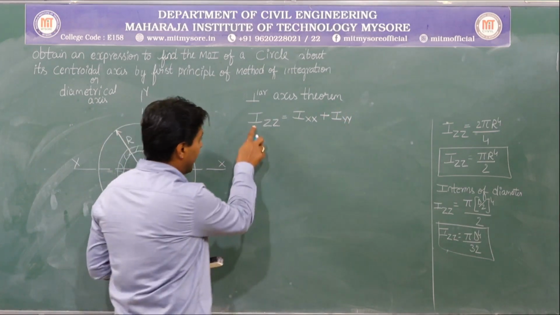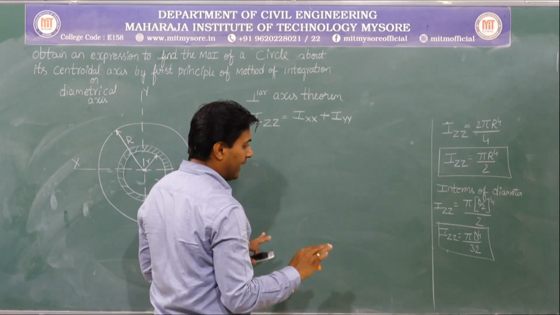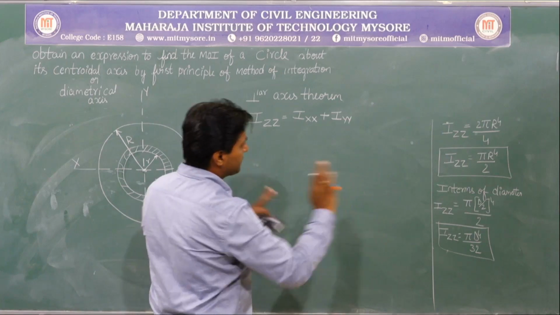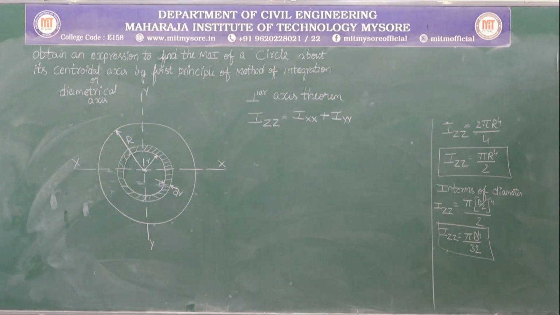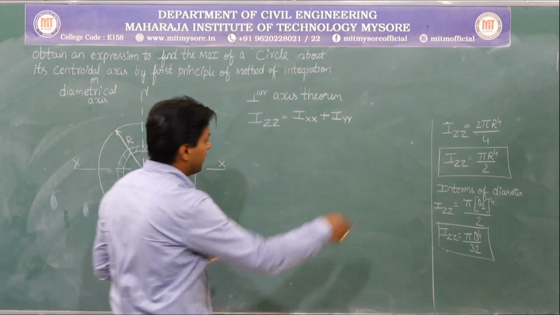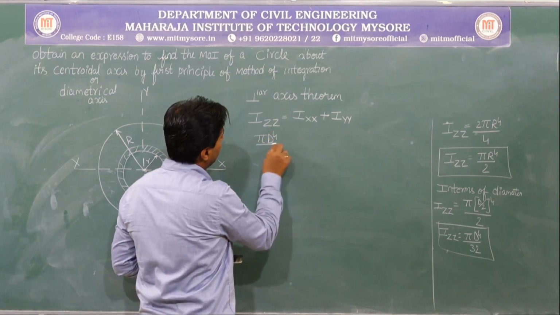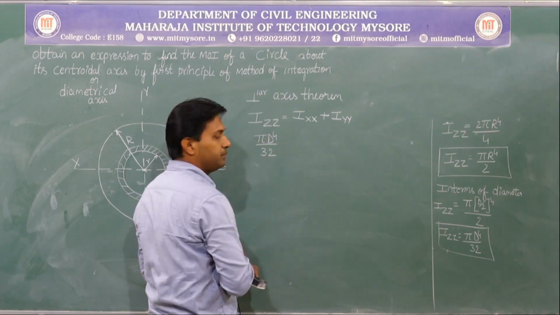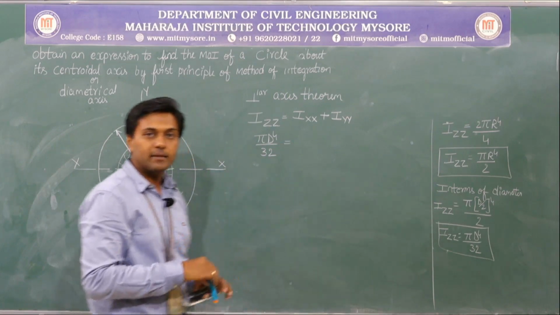Now, one more thing is Izz, just now I have calculated it. It is pi d4 by 32. Or let me substitute it in terms of radius. Let me check it out once. So it is pi d4 by 32. Here also it is in terms of diameter only. So let me take it out. So it is pi d4 by 32, is equal to. Will you accept that?